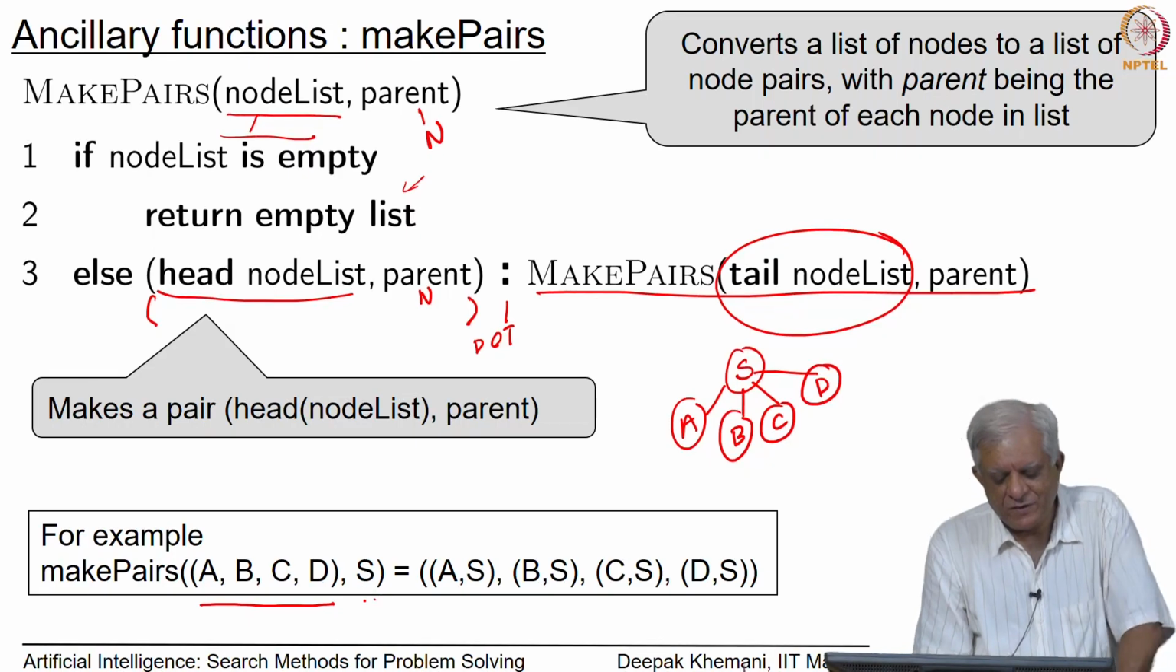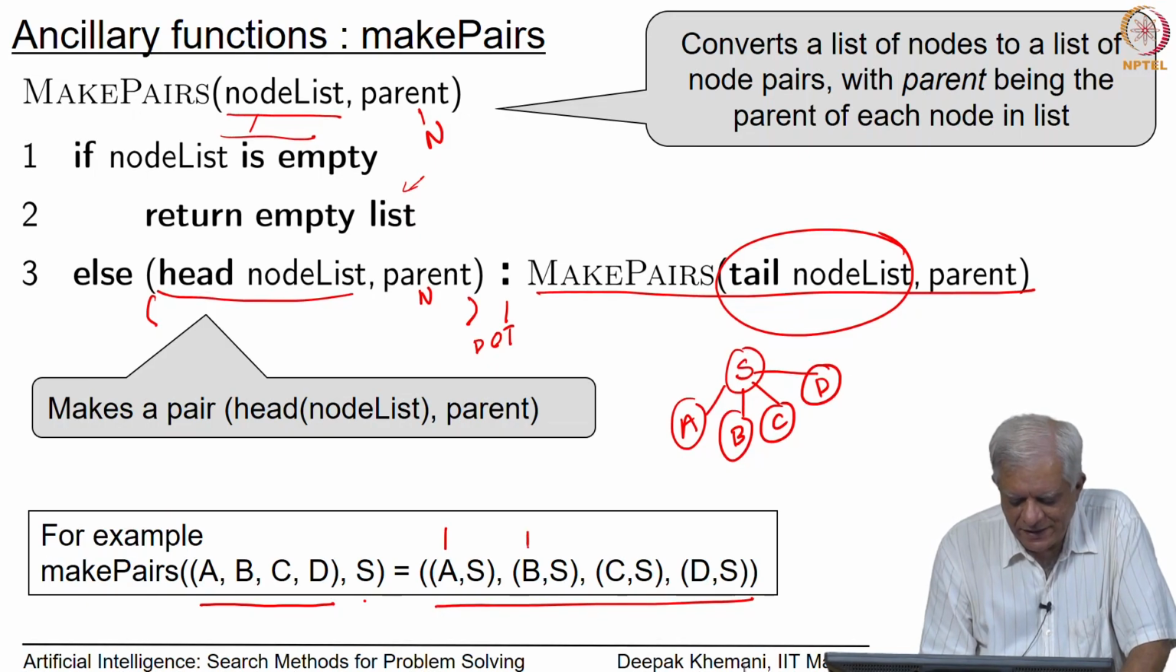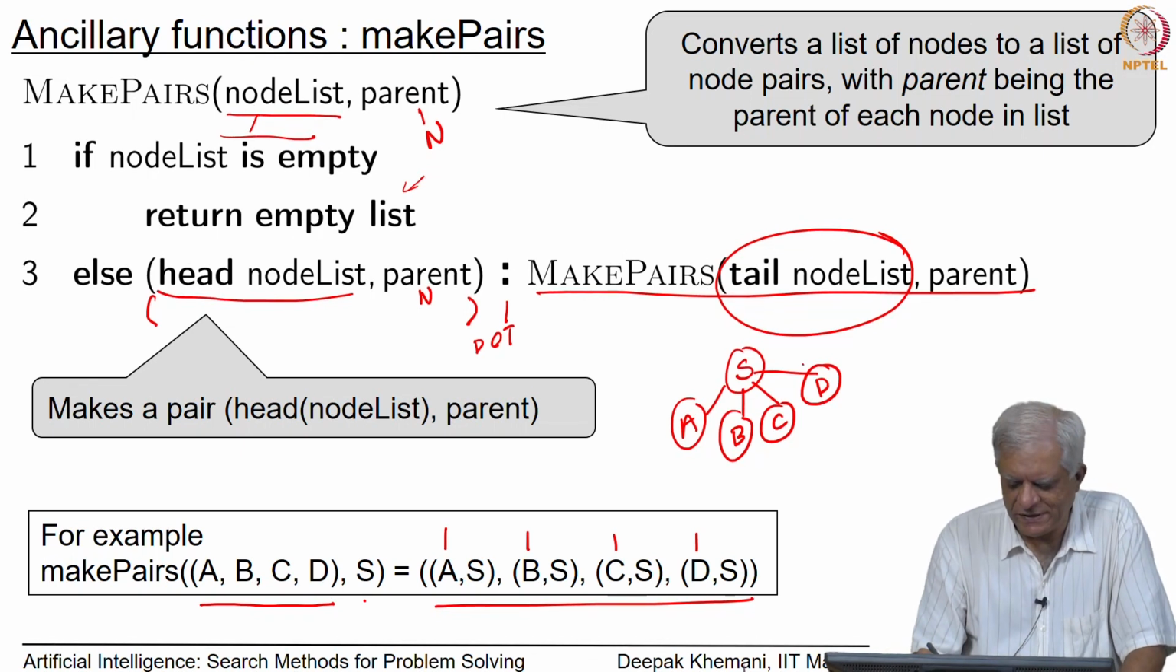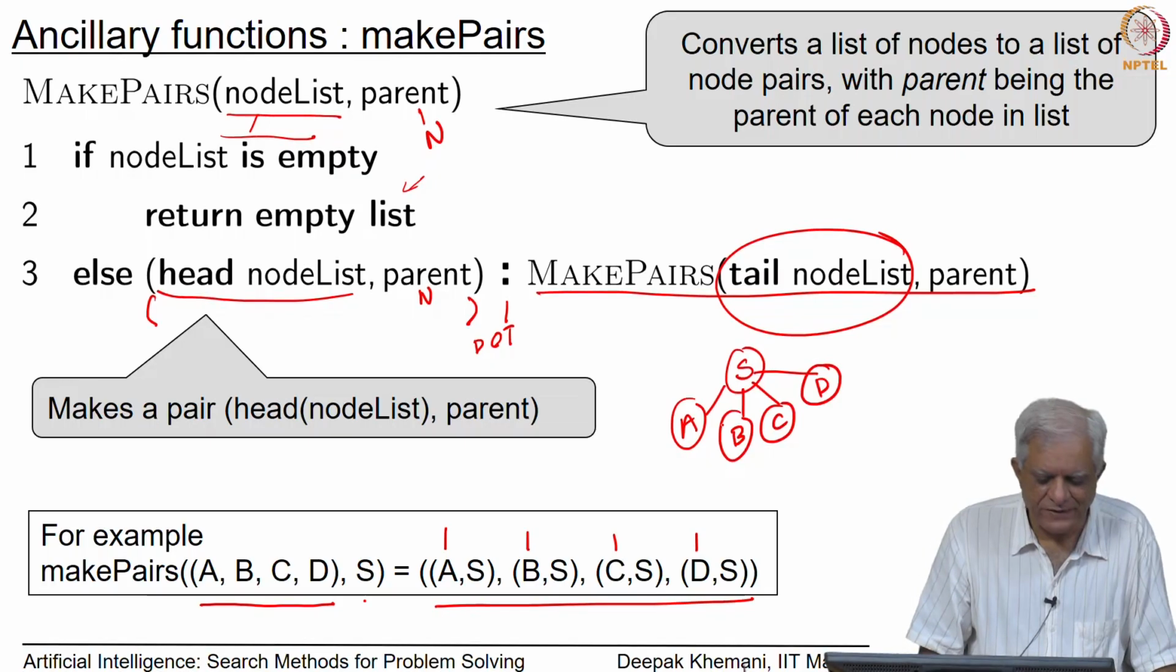What we want to do is to construct a list of pairs here, where every element A, B, C, D is there along with S, which is the parent of all these nodes, as you can see from this diagram. So, the function make pairs does that for us.